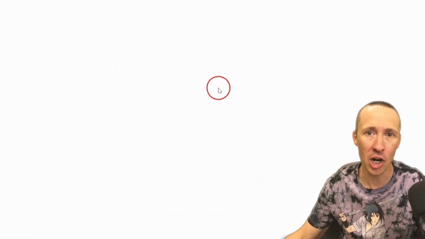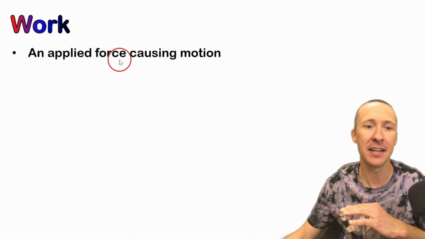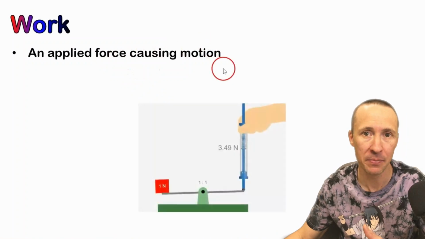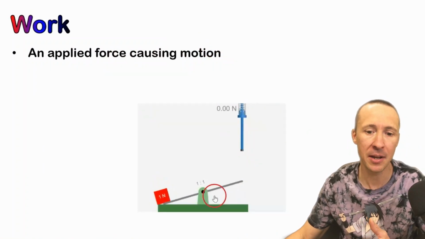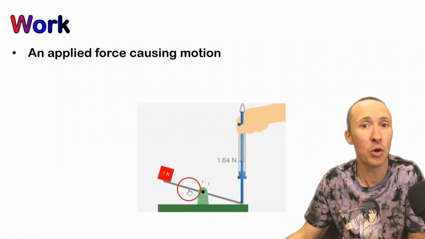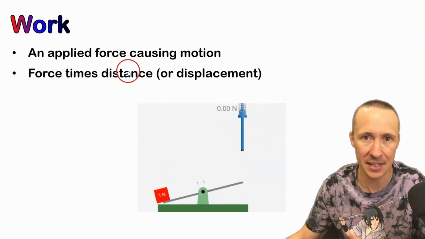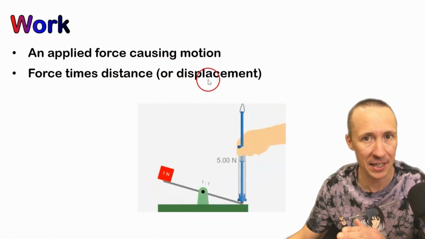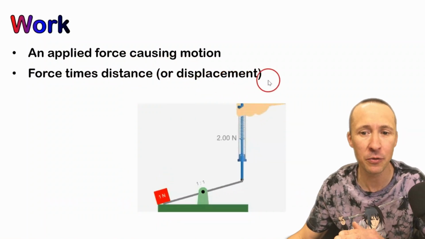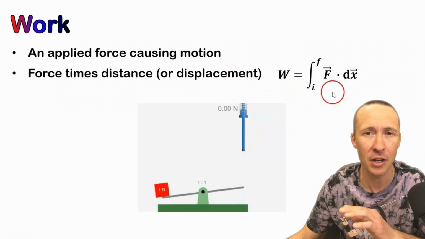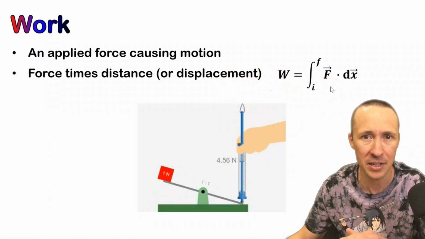Well, work, very simply, is an applied force causing motion. So if we apply a force on something, cause it to move, then work is being done. You may also know work as force times distance, or more precisely, displacement. And the main equation for work is this right here. Now, if you're not used to this notation, don't worry about it. You can skip over it.